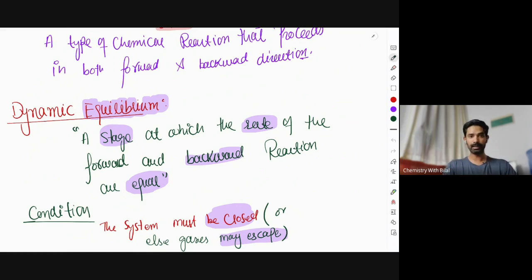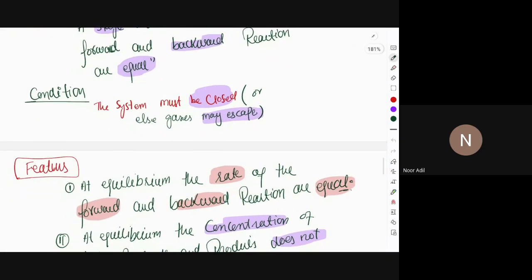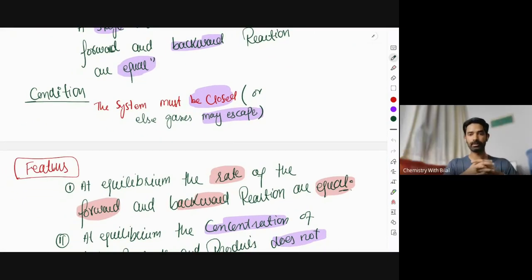The examiner may ask why there is a need to have a closed system. So why is there a need to have a closed system, starting with Noor? Yes, Noor. Because the gases formed may not escape. Yes, excellent. So if the gases formed, or the gases on the reactant side, escape, there won't be any forward or reverse reaction. So if there is no reverse reaction, there is no equilibrium.